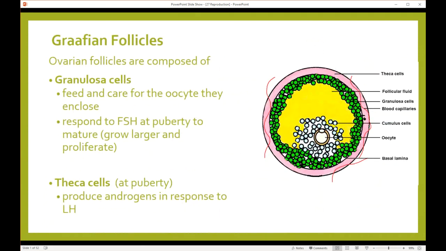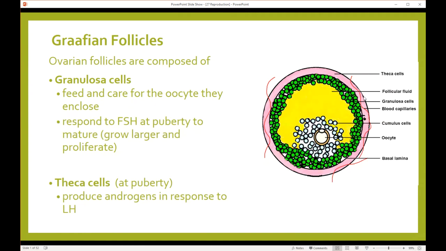So these Graafian follicles are ovarian follicles, and they have granulosa cells. Granulosa cells in this image are green. They feed and care for the oocyte that they are going to enclose, and they respond to FSH, or follicle stimulating hormone, at puberty to mature and to grow, right? It's growing that follicle. That's what FSH is: follicle stimulating hormone helps to grow up those follicles.